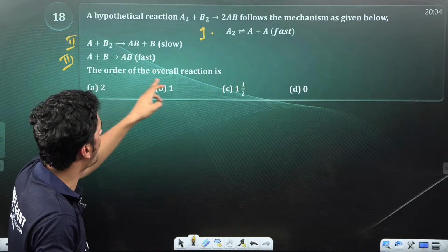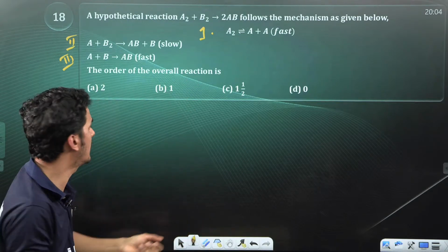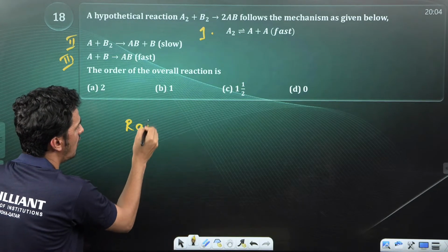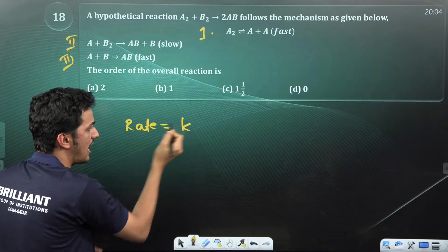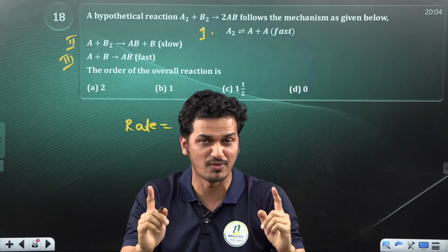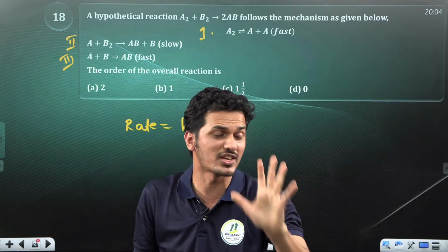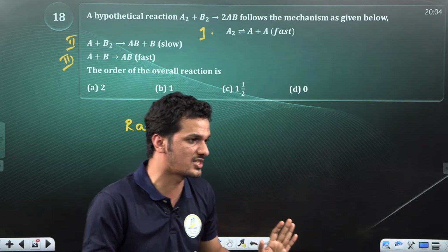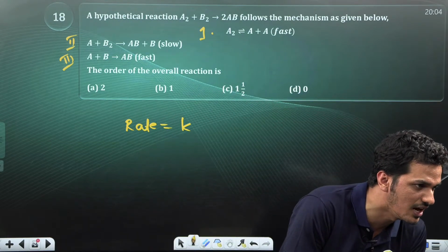They are asking about the order of the overall reaction. So what's the idea? We have to write the rate law. How can I write the rate law? Rate equal to K into the slowest step, which is the rate determining step. We learned the idea that the slowest step is the rate determining step.